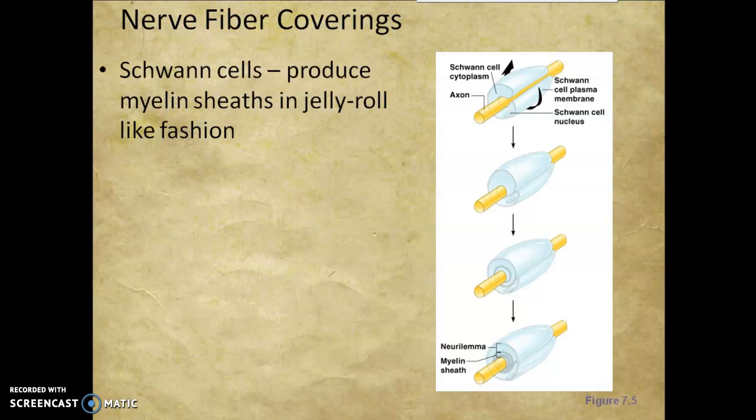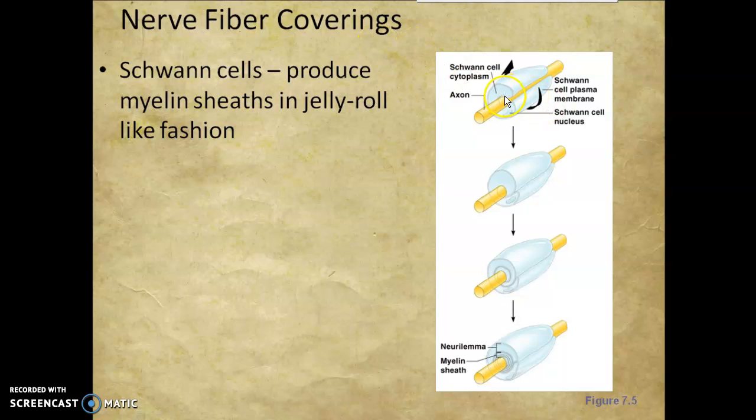Alright, other things that we have talked about and that we will see in diagrams. We talked about these already when we talked about the support cells for the peripheral nervous system: Schwann cells, named after one of my favorite scientists, Theodore Schwann. What these cells do is they produce myelin sheaths, which from a previous lesson we know help to keep the messages flowing through the cells quickly. And they produce these myelin sheaths in a jelly roll-like fashion.